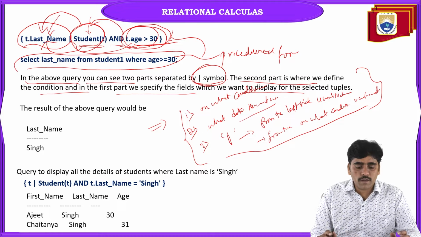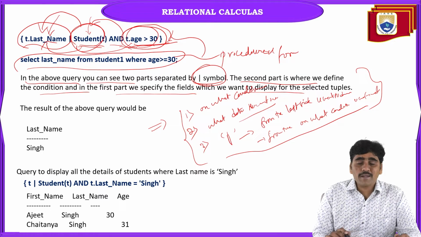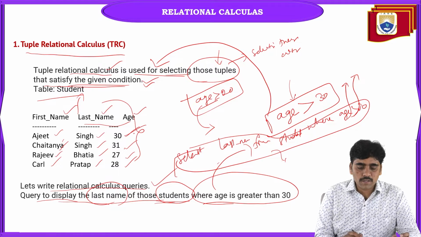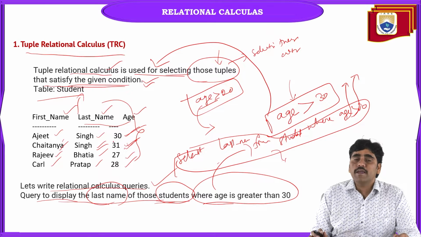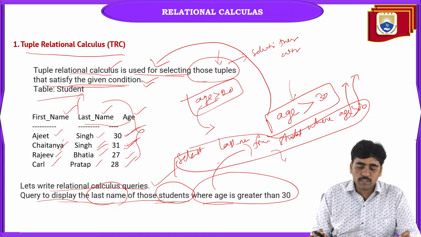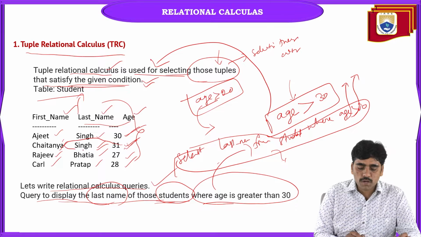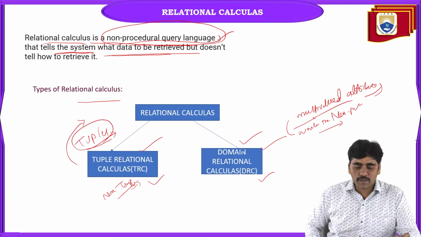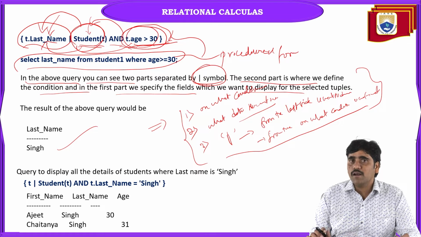After writing this, we have to understand the query: the last name of the students whose age is greater than 30. The result is only Singh. From the table below, Ajit Singh is 30 and Chaitanya Singh is 31. So here Singh has an age greater than 30. This is the result we get from the query. This is the way we can understand tuple relational calculus.